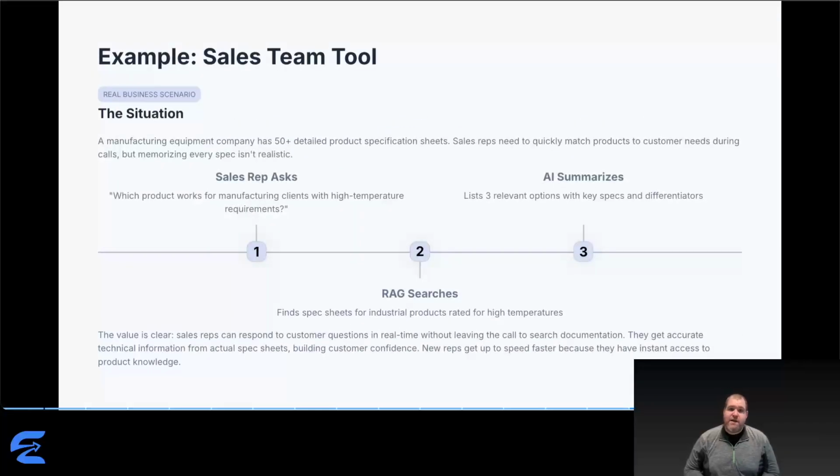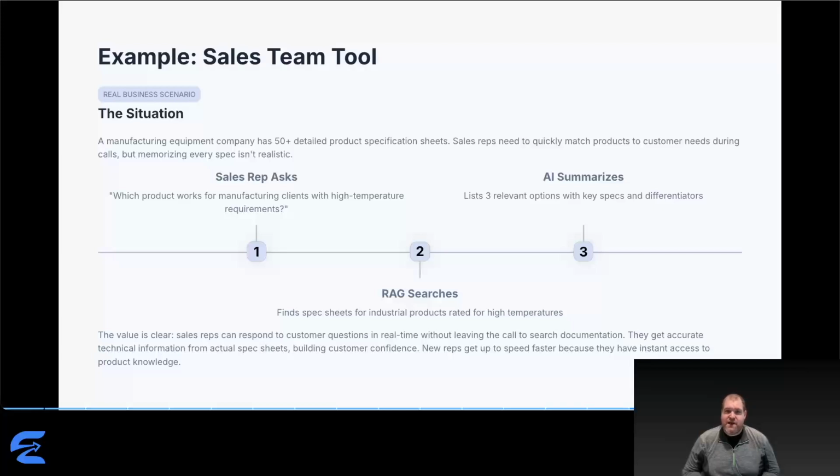Here's a different scenario. A manufacturing equipment company with 50 plus detailed product specification sheets. A sales rep needs to quickly match products to customer needs during calls, but memorizing every spec isn't realistic. A rep asks which product works for manufacturing clients with high temperature requirements. RAG finds spec sheets for industrial products rated for high temperatures, and the AI summarizes three relevant options with key specs and differentiators.